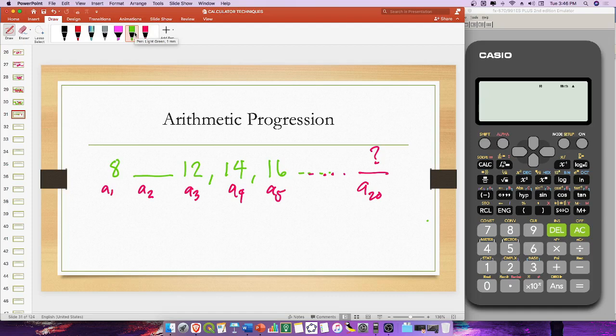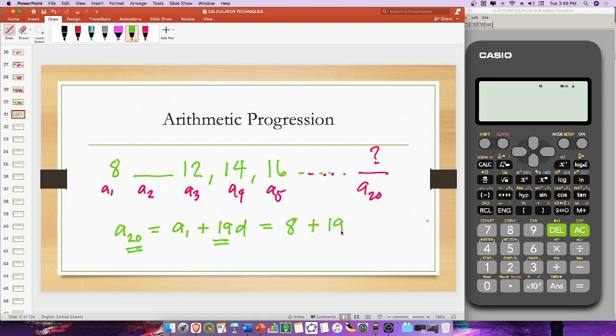So the 20th term can be written as a20, that's the 20th term. That is just equal to a1 plus 19 times d. Take note, the number here is one less than the number of terms. So 19 times d. So we have a1, which is equivalent to 8, plus 19.